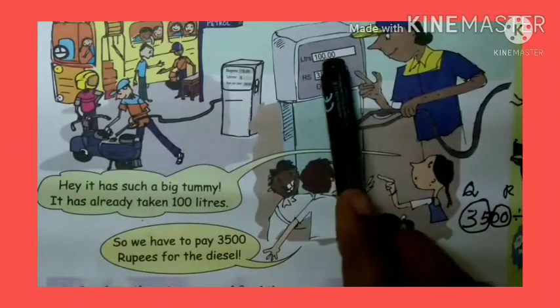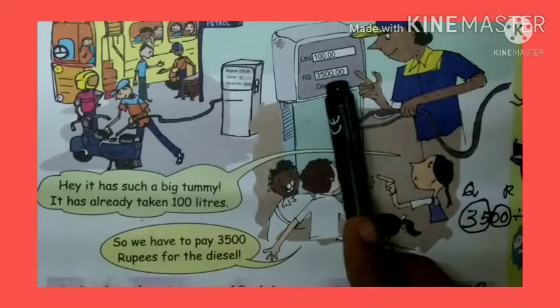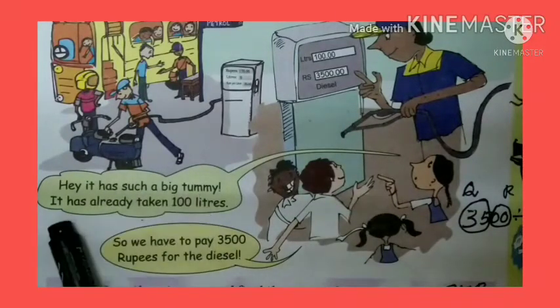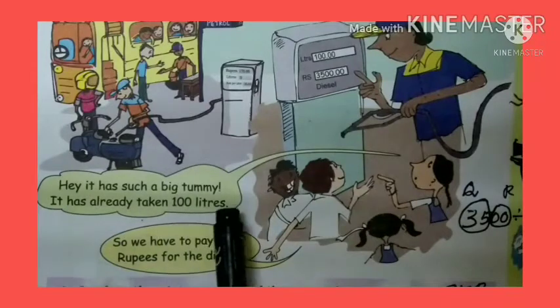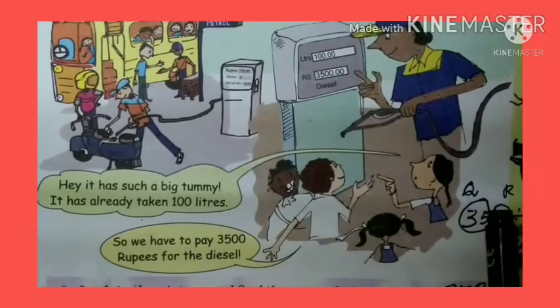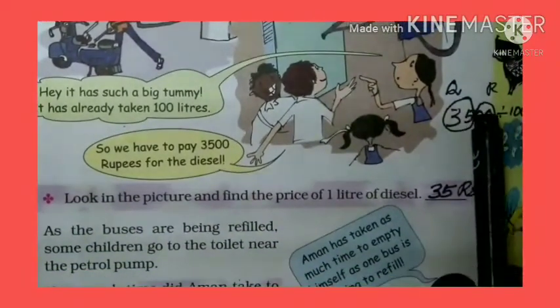So look at the reading. How many liters? Yes, 100 liters. What is the price? 3,500. Hey, it has such a big tummy. It has already taken 100 liters. So, we have to pay 3,500 rupees for the diesel. So, they are paying 3,500. So, how many liters? Yes, 100 liters.